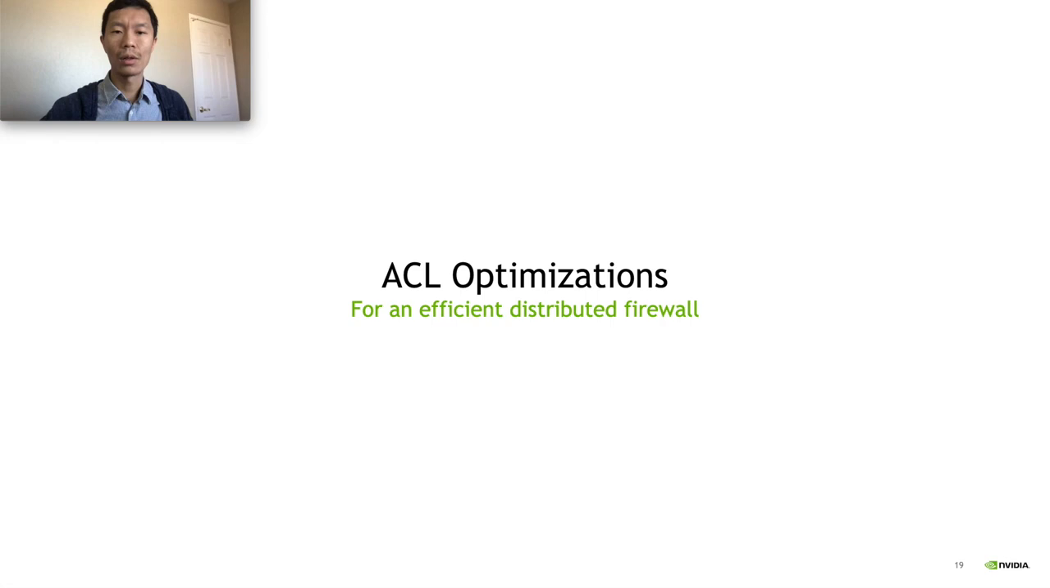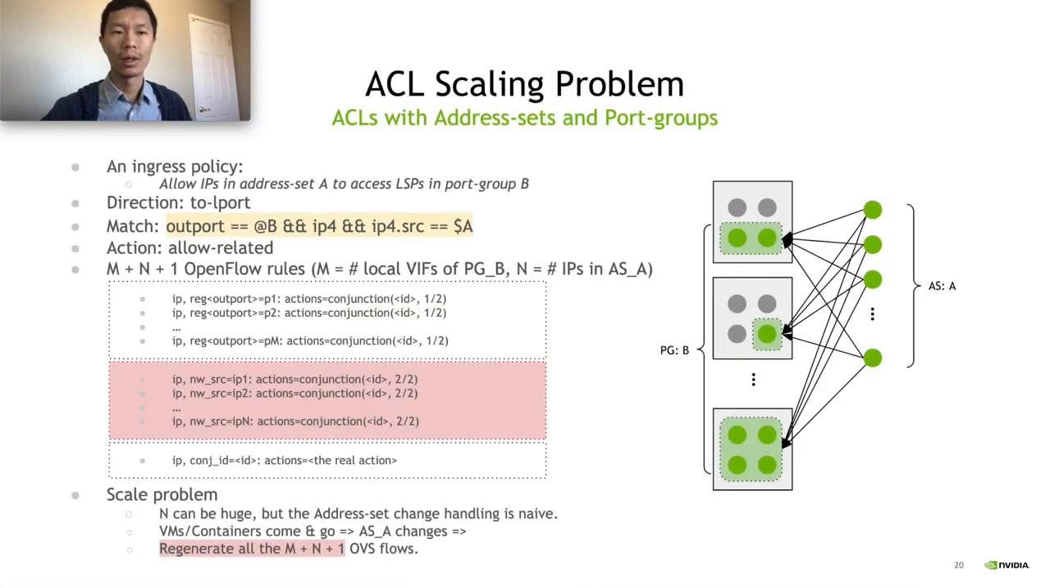Now let's look at some ACL optimizations, which are important for implementing an efficient distributed firewall using OVN. An ingress policy example is: allow IPs in address set A to access logical switch ports in port group B, which has the match condition outport == port group B and ip.src == address set A, basically what the picture shows here. And port group B can span across different nodes. On each node, there can be some virtual interfaces belonging to port group B.